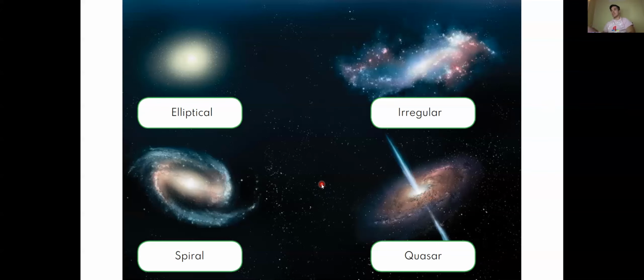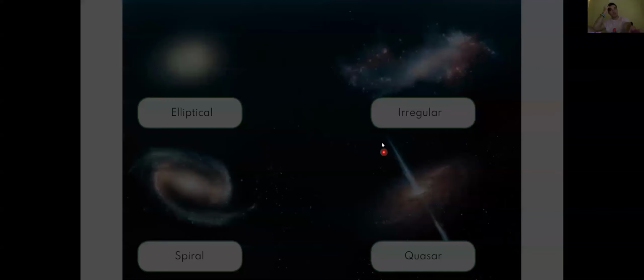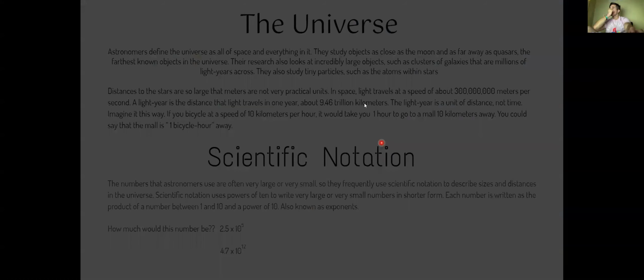The spiral is very easy. You can see the spiral. An irregular doesn't have a shape. The only thing that helps you with the elliptical is, like I said, it's hard to see through it. It's like a ball of gas and light. And then the quasar, you can literally see the energy coming from it. Sort of looks like a spiral too, actually. But all right, those are the four. All right, we're almost done.